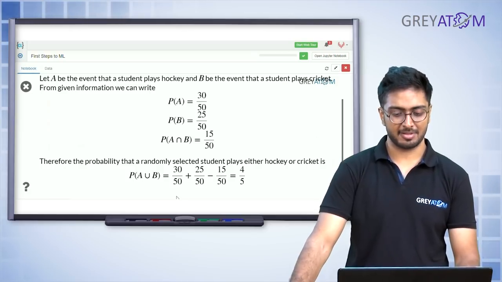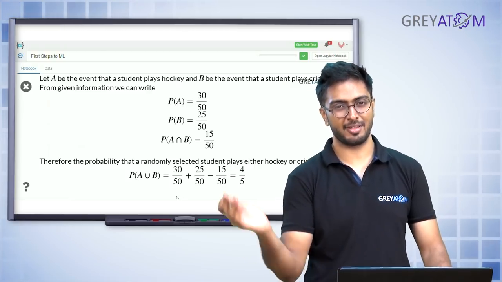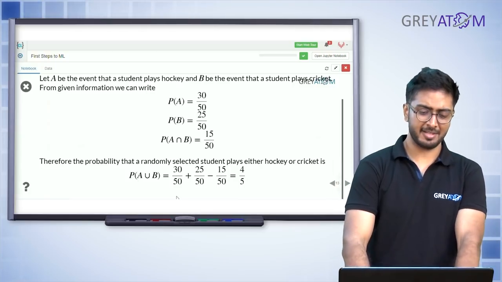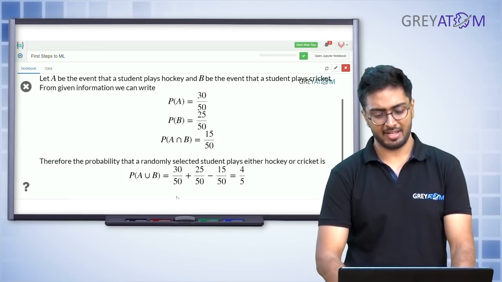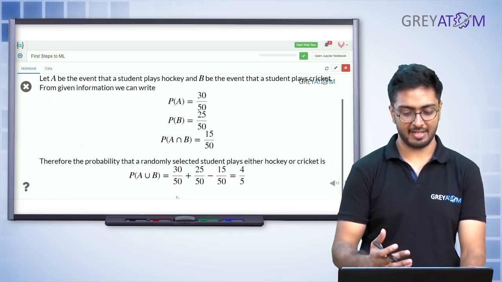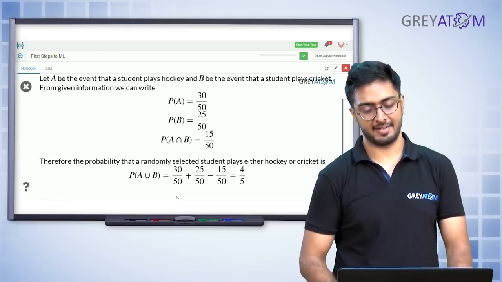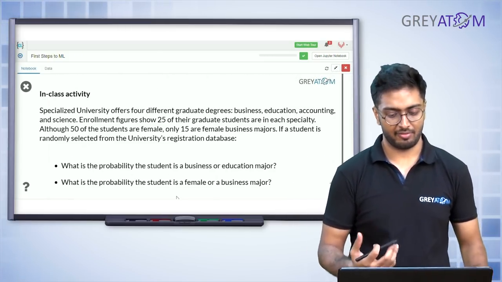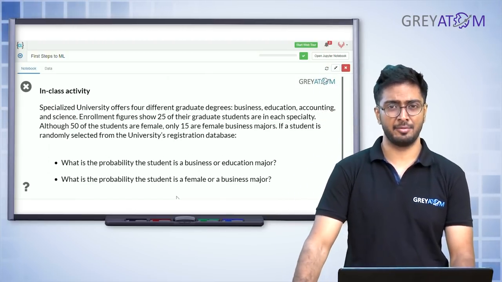Which is awesome, because you can already see that out of 50, there are a lot of people playing either cricket or hockey or combining both of them. So obviously, the probability that a randomly selected student plays either hockey or cricket is the probability of A union B, and that is probability of A plus probability of B minus probability of A intersection B. Awesome. So we understand this concept of A union B.